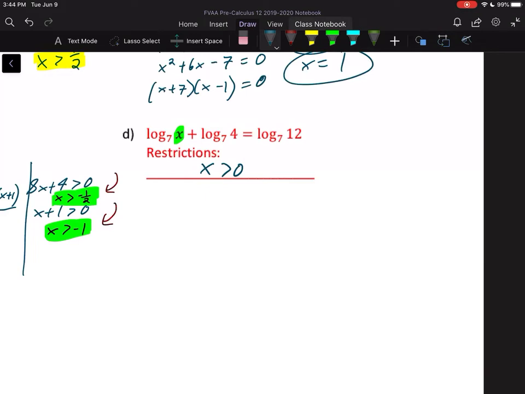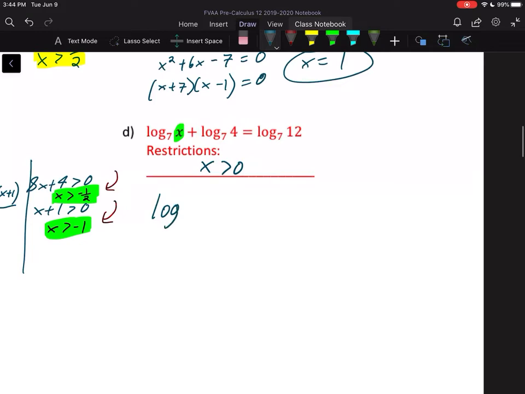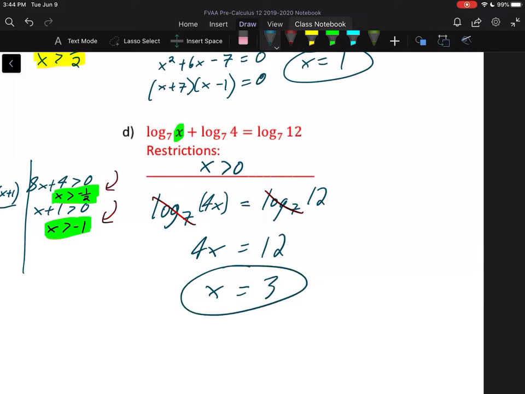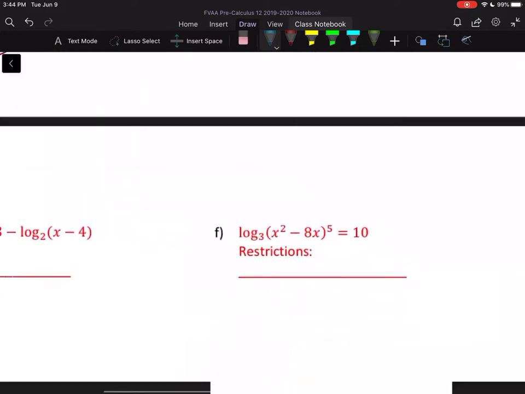Now we can combine these logs, log 7 x plus log 7 4x, into log 7 of 4 times x is equal to log 7 12. And again, we have those matching logs. And I get 4x is equal to 12. x is equal to 3. Okay? And 3 is greater than 0. That's my final answer. All right, hopefully that one went well for you. Let's try some that are a little bit harder on the next page.